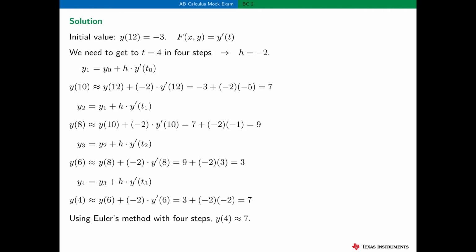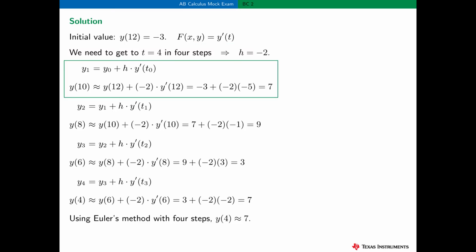Now we're ready to solve this problem using Euler's method. The initial value given is y of 12 is equal to minus 3. And the derivative here is y prime, and note that this is a function of the independent variable t only. In this problem, we need to approximate y of 4 in 4 steps. So, since we're starting at t equal 12, the step size h is equal to minus 2.